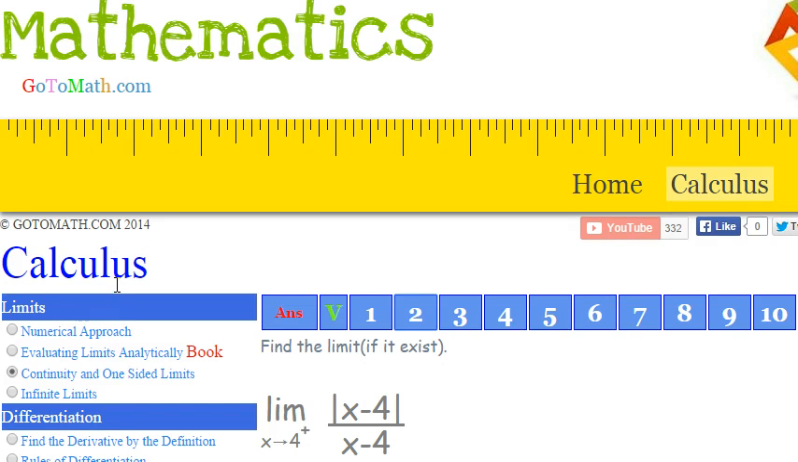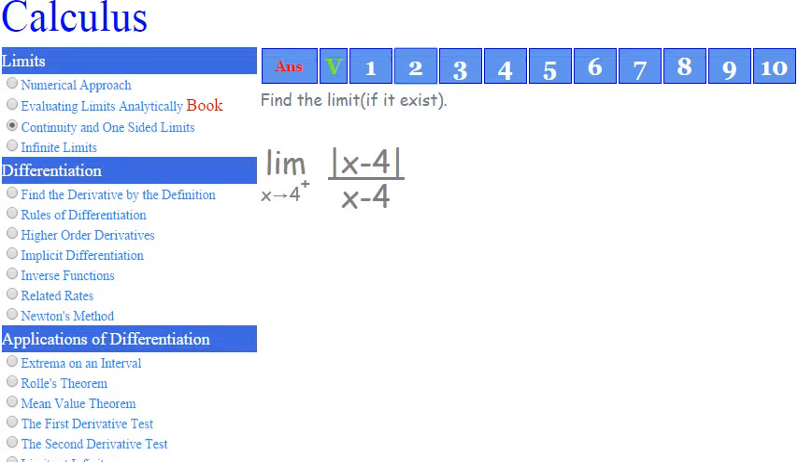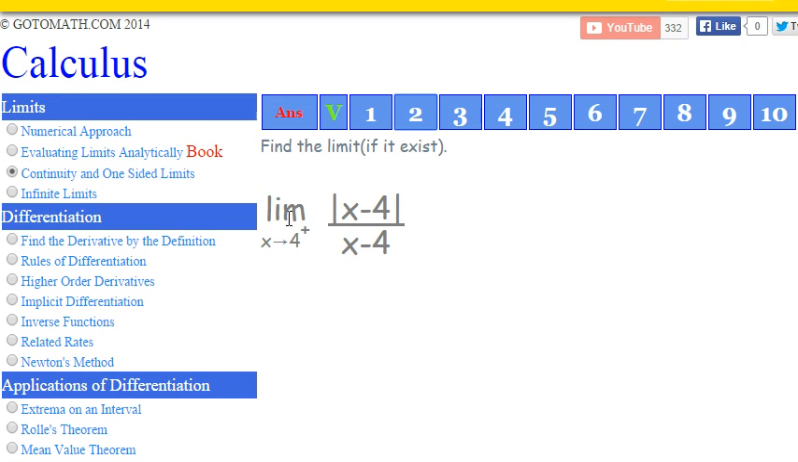We're here at b2p2.com working some calculus problems, and we're in the section on continuity and one-sided limits. Let's take a look at what we're doing here. We have the limit as x approaches 4 coming in from the right hand side. That's what this little plus sign means. Here we're coming in from the right of the absolute value of x minus 4 over x minus 4.